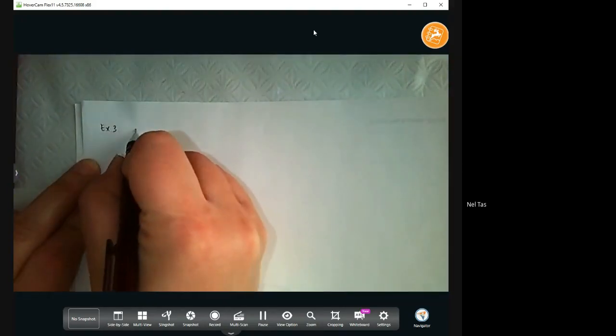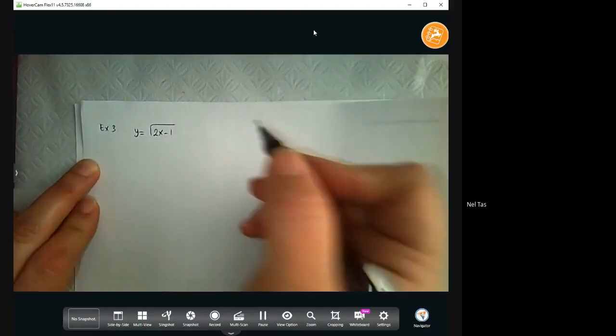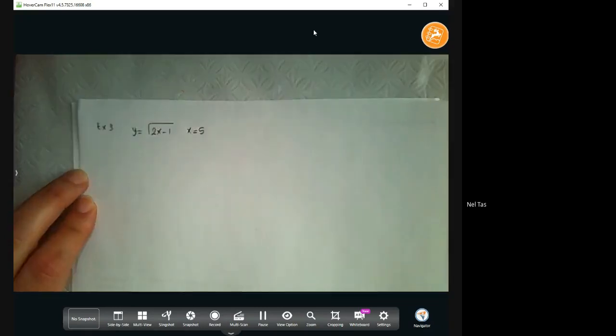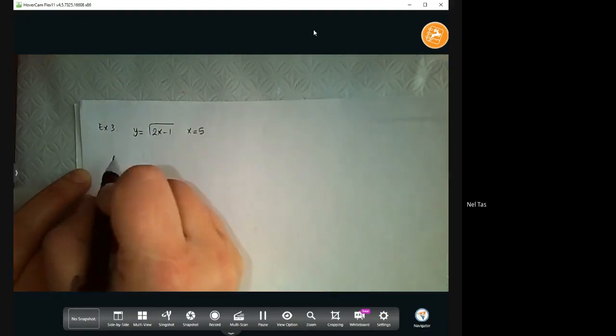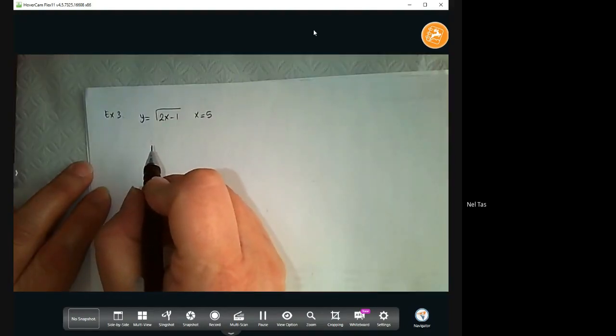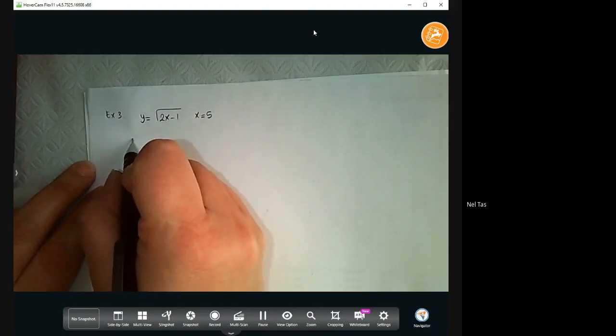Example 3, we have y equals square root of 2x minus 1. And we're going to look at the equation of the tangent and normal at x equals 5. To find the slope of the tangent, first we need the slope of the tangent. To get it, we're going to use the derivative function. So we do y prime.